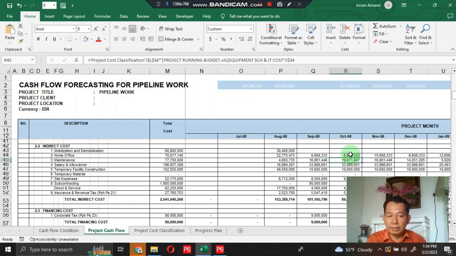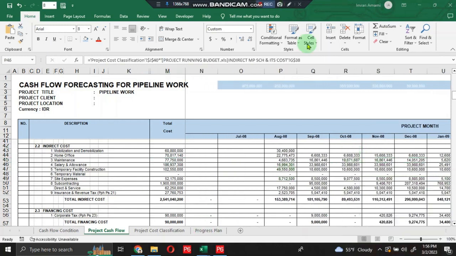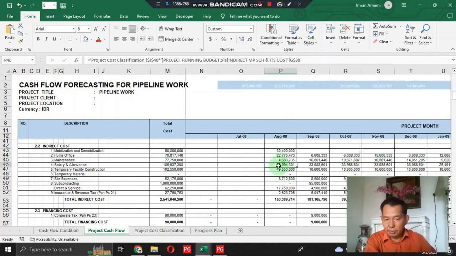This is in a different cell. This is for the third month, this is for the fourth month, this is for the fifth month, and this is for the sixth month. Let me check the other one. And this is salary and allowance. This project cost is taken from the project cost classification worksheet in cell G40 and multiplied by the project running budget Excel file in the indirect manpower schedule and its cost calculation worksheet in cell G38 here, G40 and G38 here.